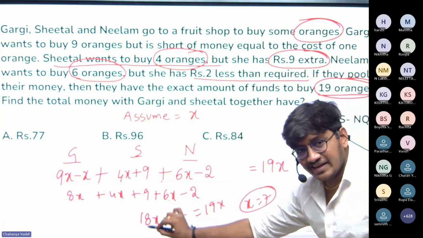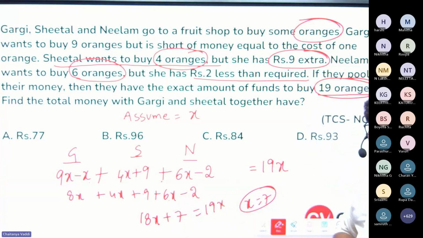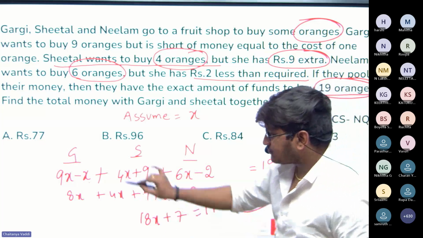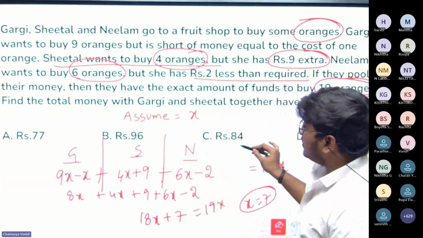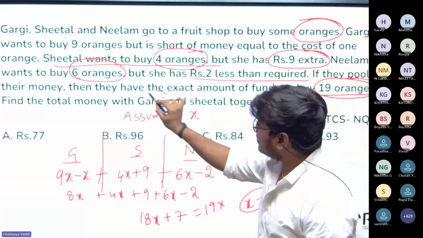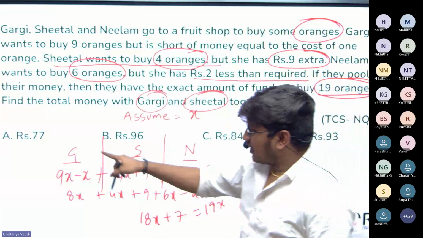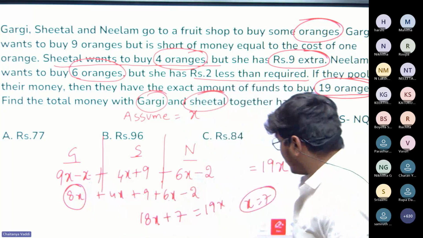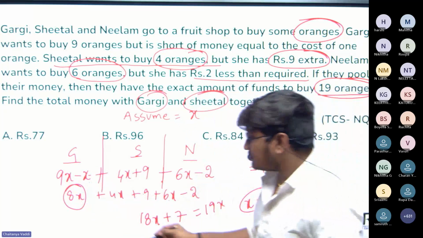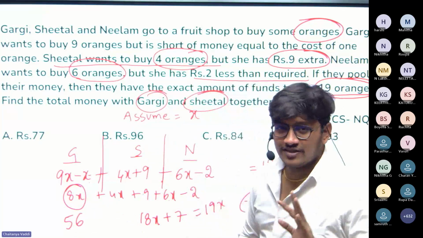So if you take 18x to the right hand side, 19x minus 18x is x, so x is equal to 7. Now after getting the x value 7, just observe. They're asking to find the total money Gargi and Sheetal together have. Gargi has 9x minus x, which is 8x. 8x means the x value is 7, 8 sevens are 56. So Gargi has 56 rupees.